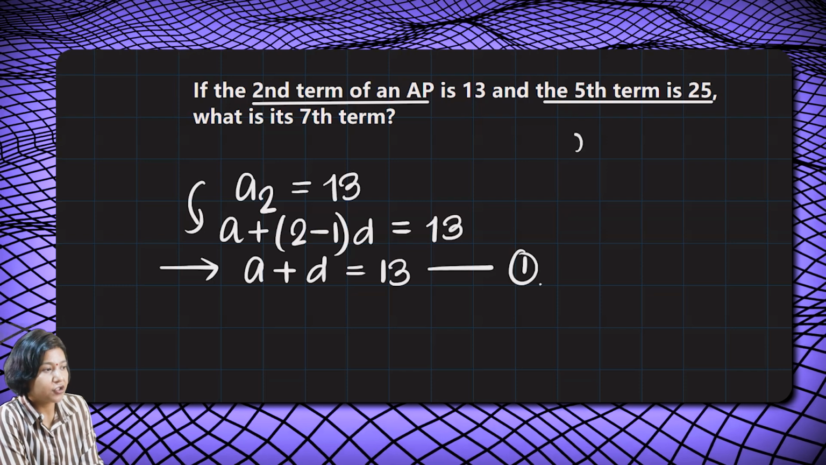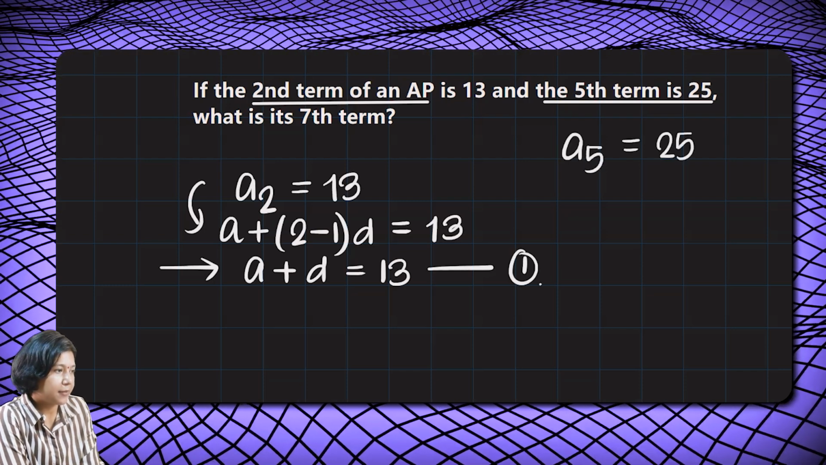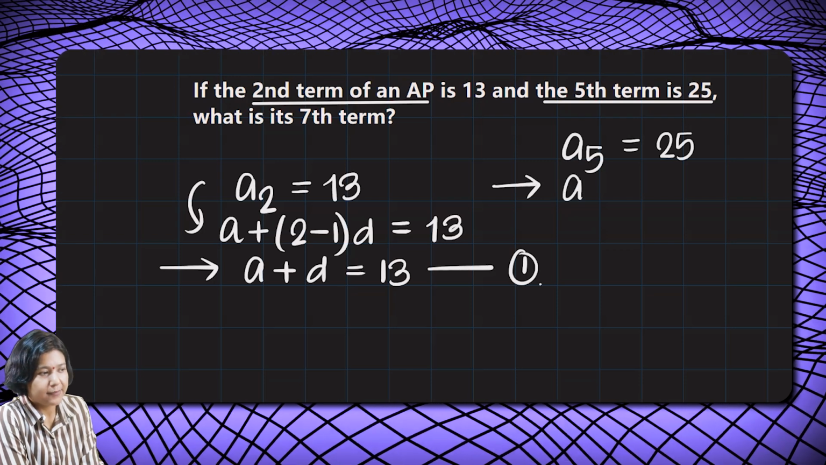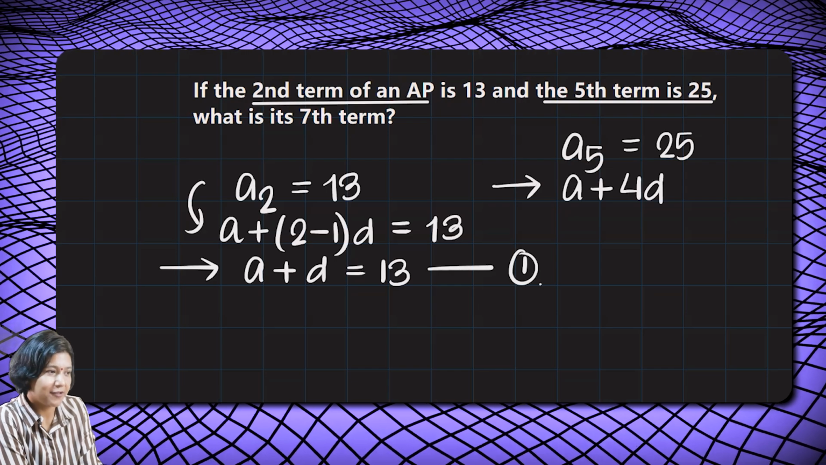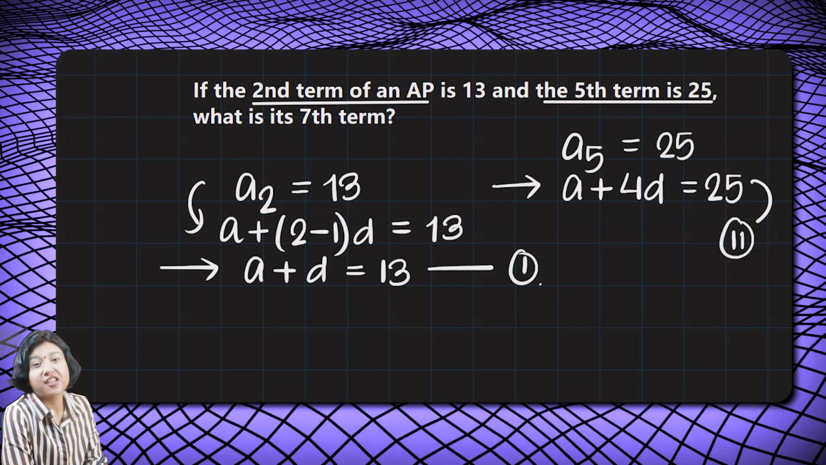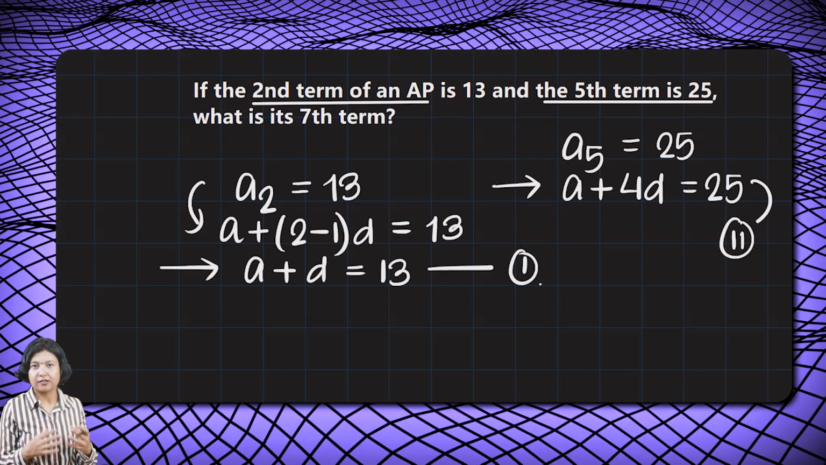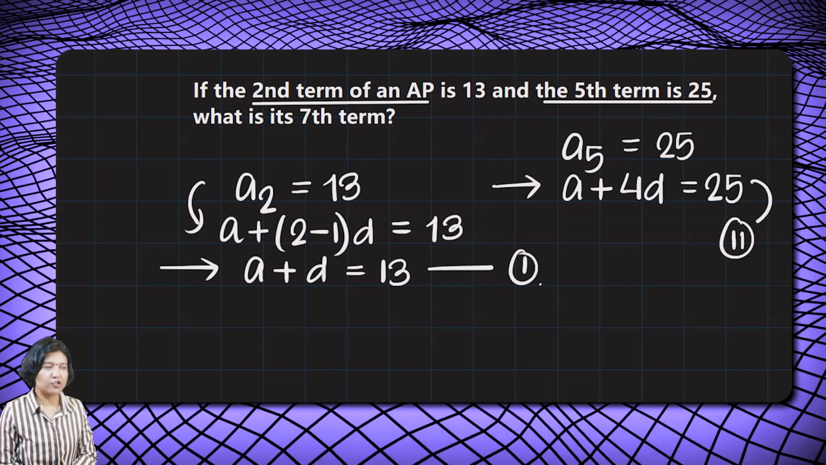Similarly, the fifth term has been given to you as 25. Now you can be quick with applying the general rule. To reach the fifth term, I'll be adding the difference 4 times. So when you do so, you get the second equation, A plus 4D is 25. This is the general format of all arithmetic progression questions. They'll not give the whole AP. They'll just give you two of the terms, any two of the terms.